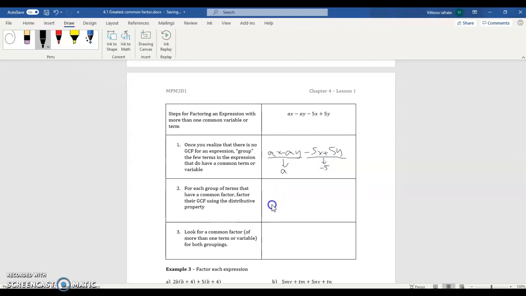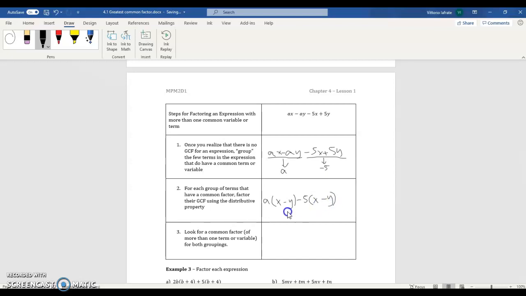Now, let's go and take that out. So let's take out the a. So we'll have a. If you do ax divided by a, that's x. Minus ay divided by a, that's minus y. And over here we'll take out a minus 5. So we'll do minus 5. And that'll leave us with, minus 5x divided by minus 5 is just x. And then 5y divided by minus 5 is minus y.